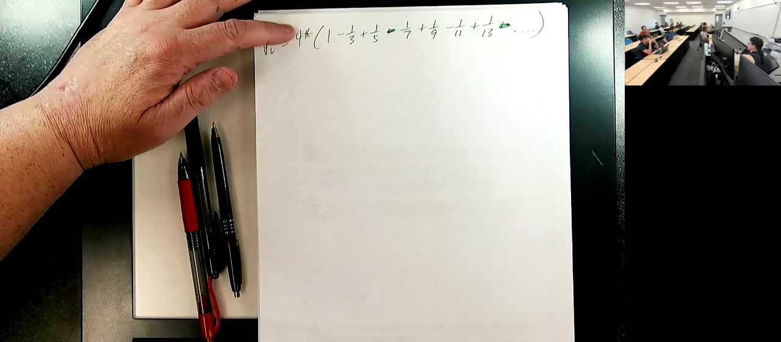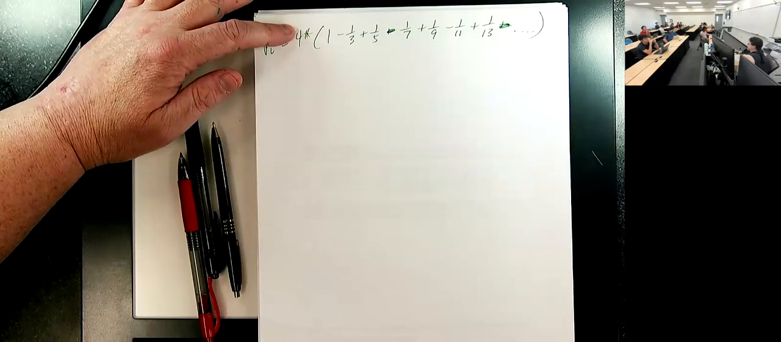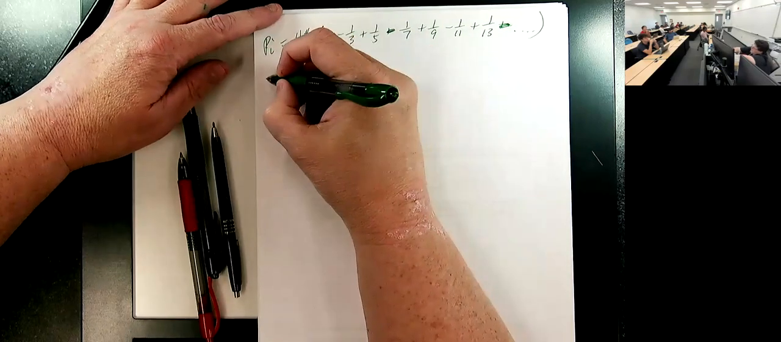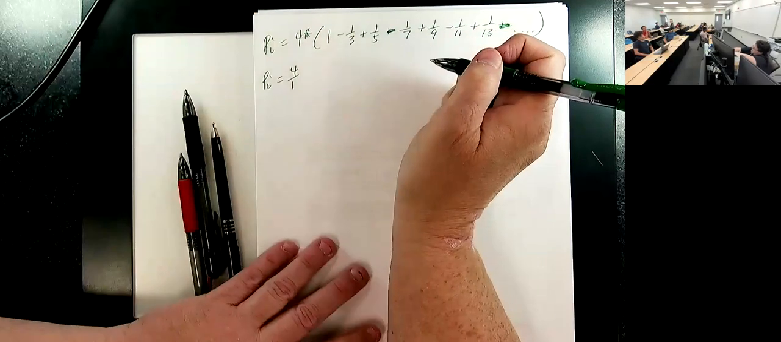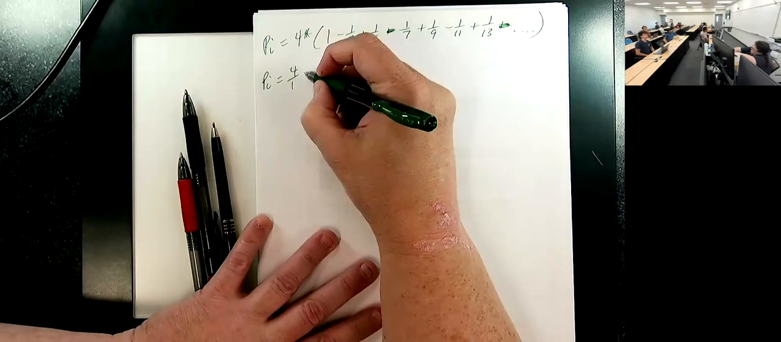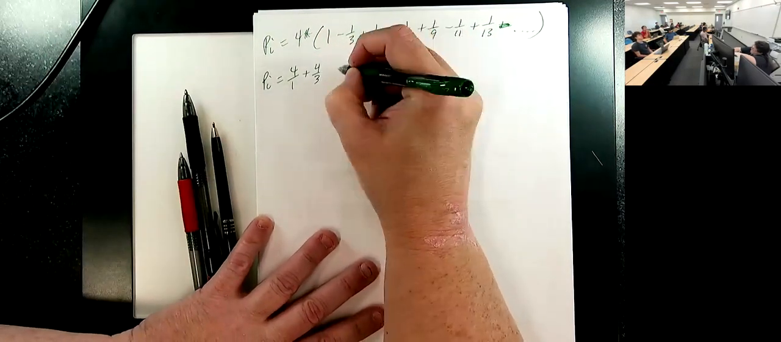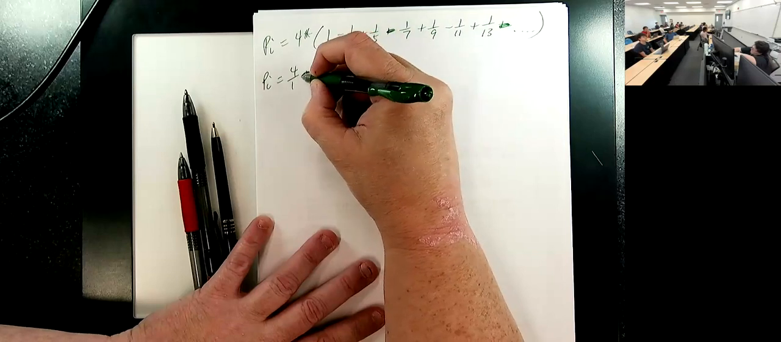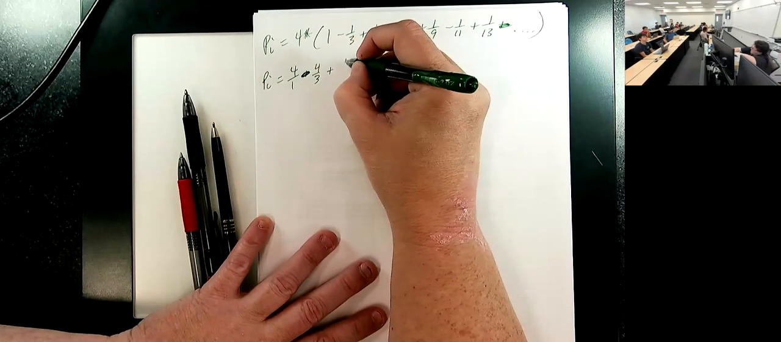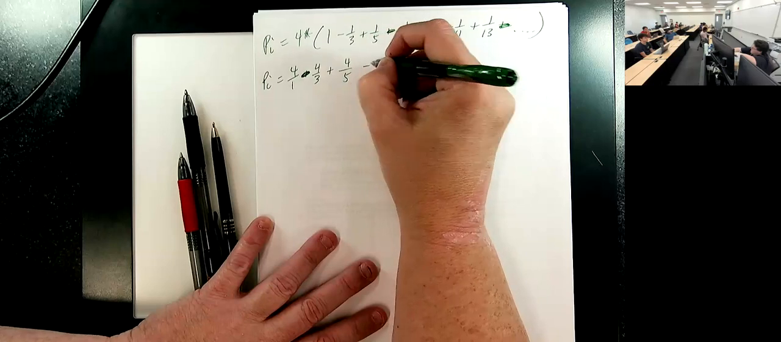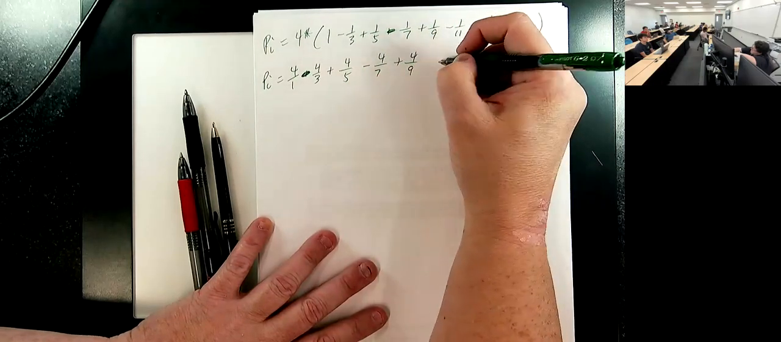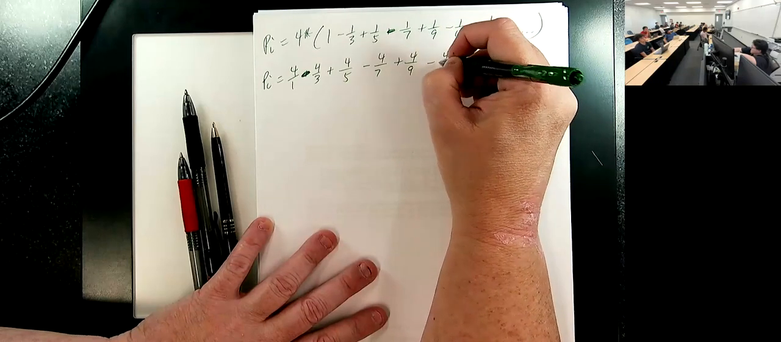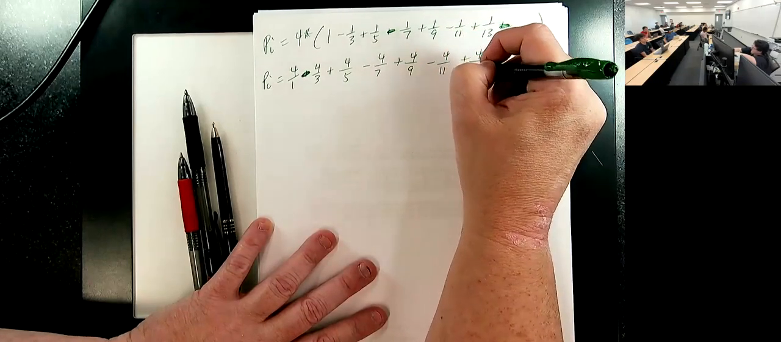So the 4 multiplier, just distribute it. Pi equals 4 over, I'm going to treat them all as fractions. 4 over 1 plus 4/3. Sorry, not plus 4/3, but minus 4/3 plus 4/5 minus 4/7 plus 4/9 minus 4/11 plus 4/13 and onward.